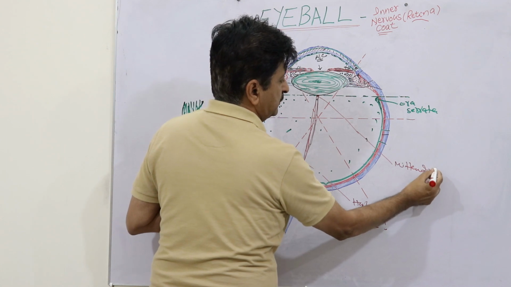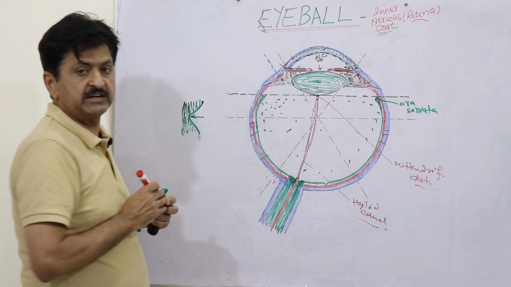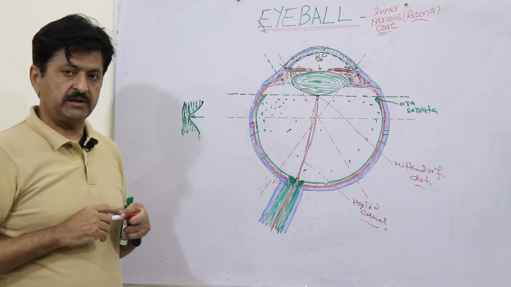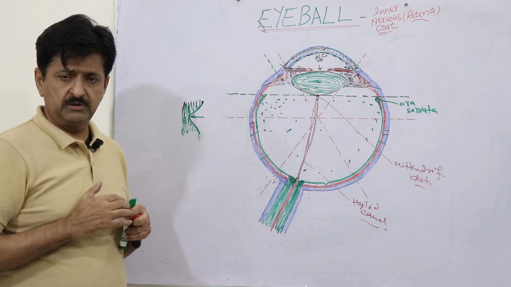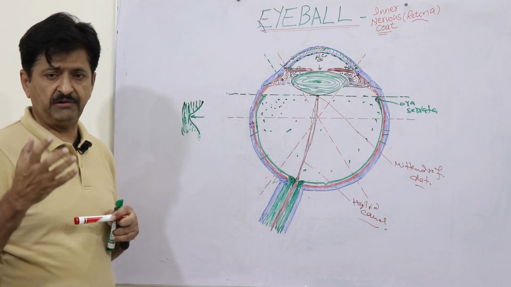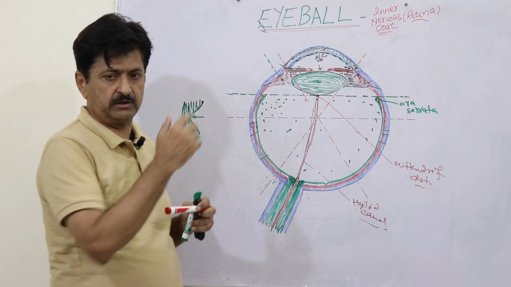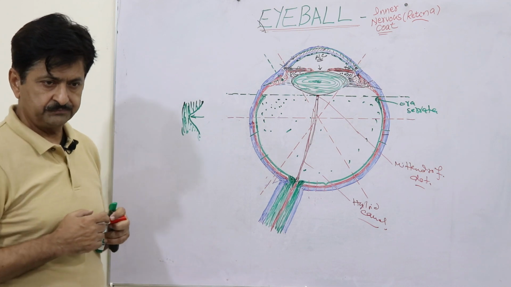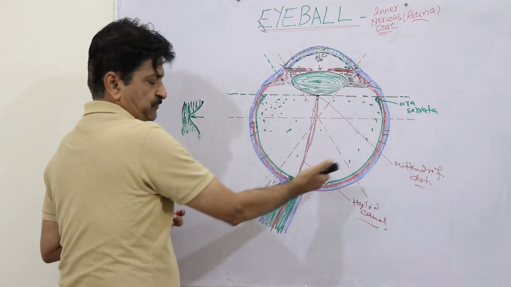This is called the Mittendorf dot. It represents the anterior attachment of the hyaloid canal, and the hyaloid canal is nothing but the distal vestigial part of the hyaloid artery, or distal obliterated hyaloid artery, and the proximal intact hyaloid artery is today called the central artery of retina.